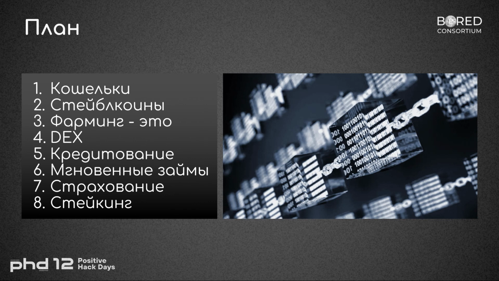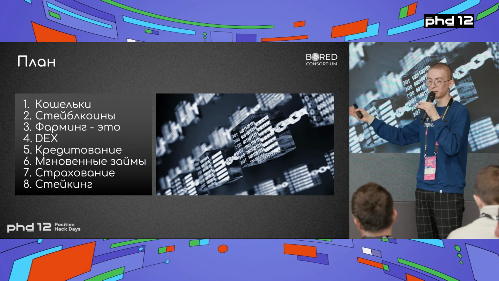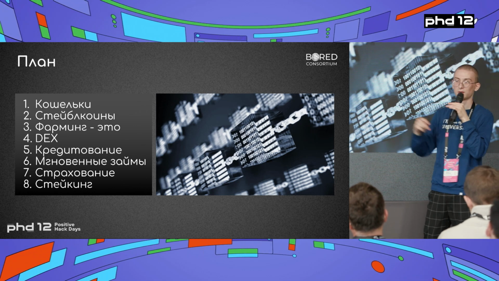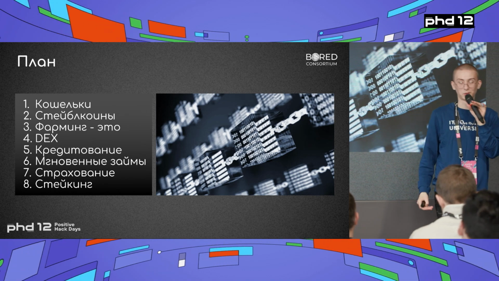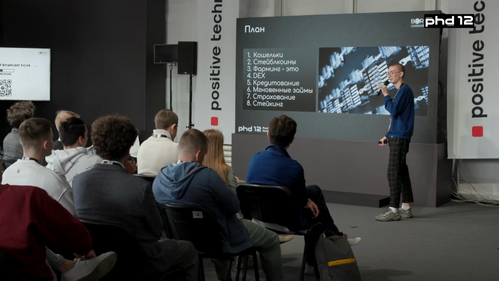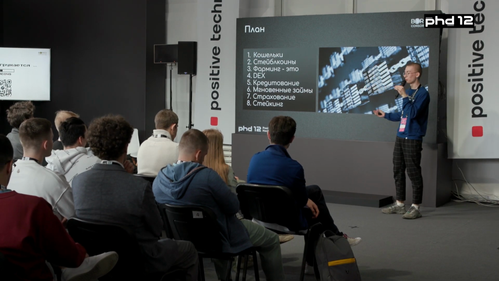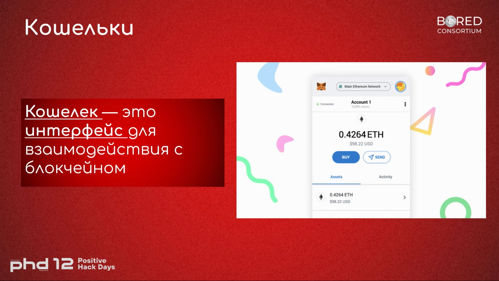First, we will speak about wallets. A wallet is an interface for the interaction with blockchains. Then we will speak about stablecoins, which are currencies tied to some fiat currencies, like USDT. We'll speak about farming. We'll speak about DEX. DEX basically is an exchange where you can swap one currency for another. We will also speak about loans. You can have a loan in a cryptocurrency. It's not a secret anymore. We will speak about insurance, how it works, and you could have staking in DeFi. Let us start with the wallets.